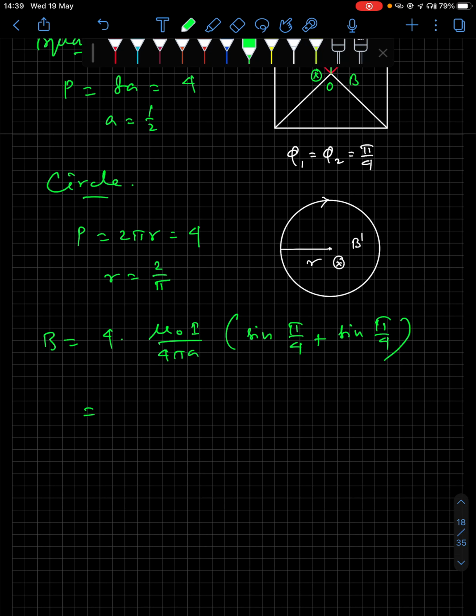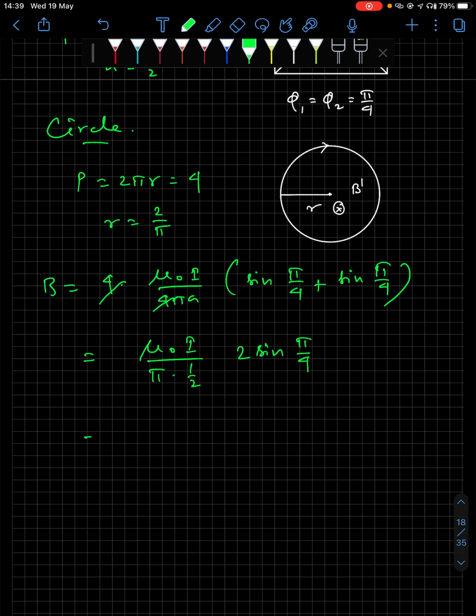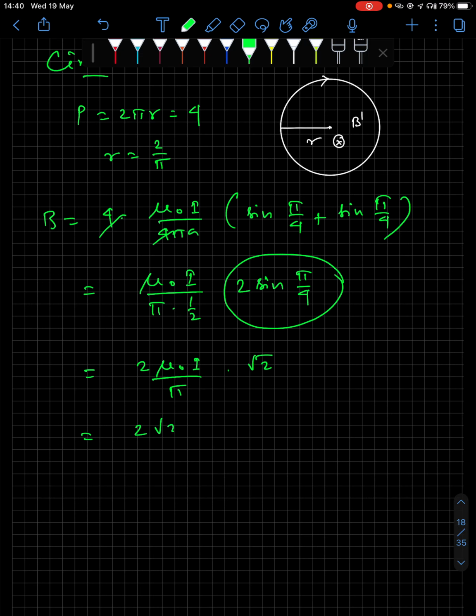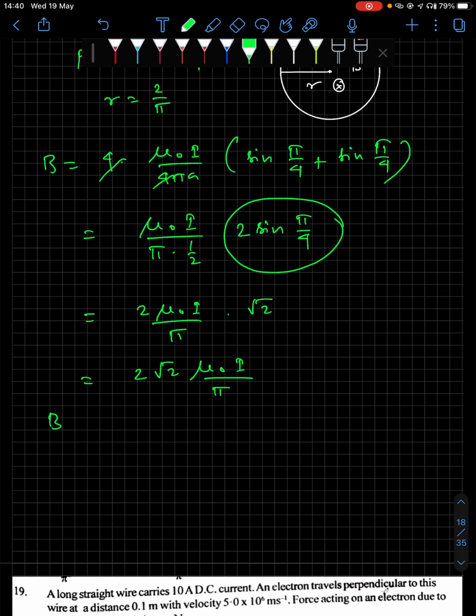So this is mu naught I by, this 4 cancels, pi into a half, and 2 sine pi by 4. So you see 2 sine pi by 4 will give you 2 by root 2, which is root 2 actually in the numerator, right? So you'll get 2 mu naught I divided by pi, and here you get root 2. So you get 2 root 2 mu naught I divided by pi. So this is for B.